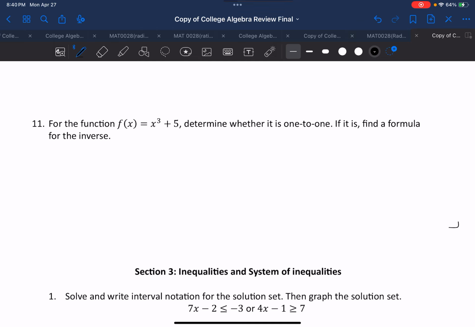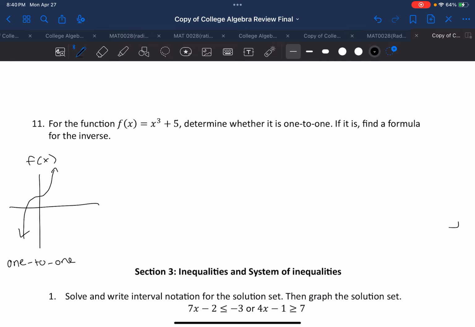Okay, number 11, for this function, wants me to determine whether it's 1-to-1. If it is, find a formula for the inverse. So if you plug this into your graphing calculator, the graph will look like this. And this is 1-to-1 because it would pass the horizontal line test. Nothing's repeating, it's constantly increasing from left to right.